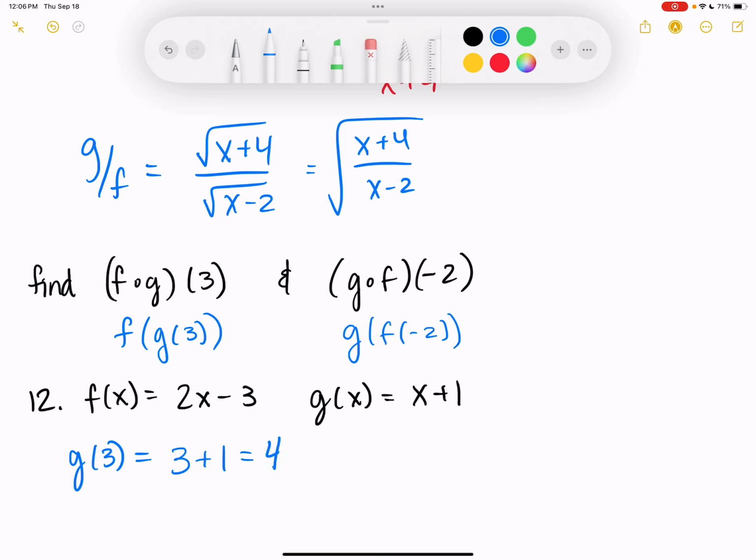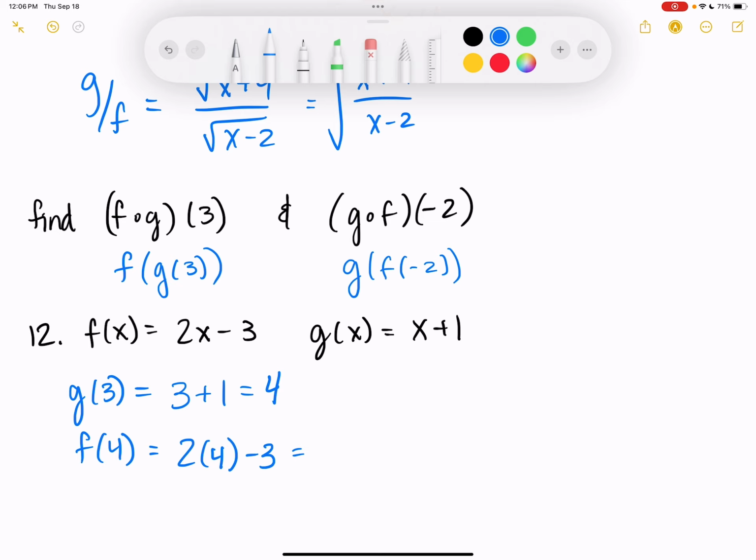Now I'm doing f of g of x, so I need f of this number. So f of 4 is 2 times 4 minus 3, which is what? This is like 5th grade math. 5. That's the answer for f of g of 3. You don't have to do this, but f of g of 3 is equal to 5, just for our reference. This is easy.